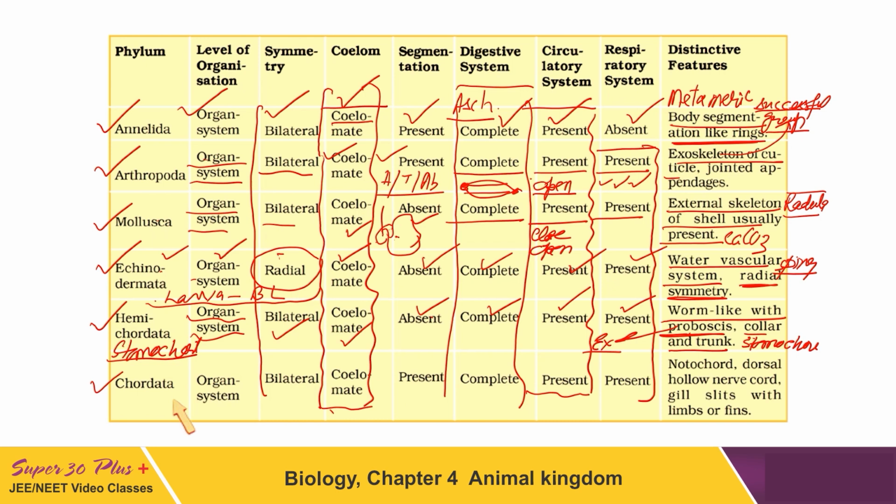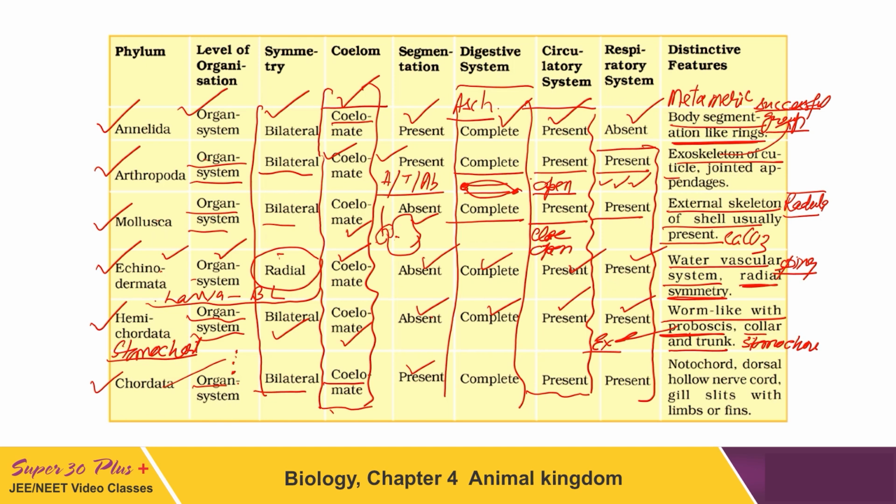Chordata, the highest phylum, has organ system level of organization, bilateral symmetry, and is coelomate. It includes classes such as Cyclostomata, and also amphibia, reptiles, aves, and mammals. It is concerned with all these general characters.